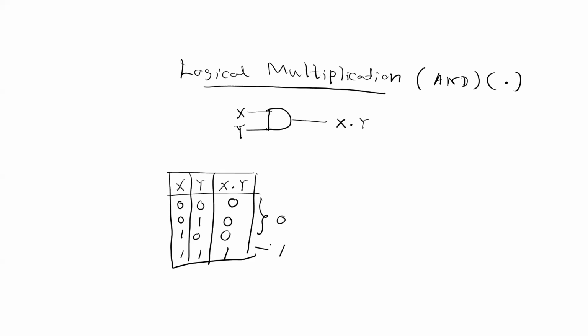Right. And finally, we are going to talk about the inverter. The inverter is the NOT gate. And how we represent a NOT gate is like this. If we have X here, we can say the inversion of X.